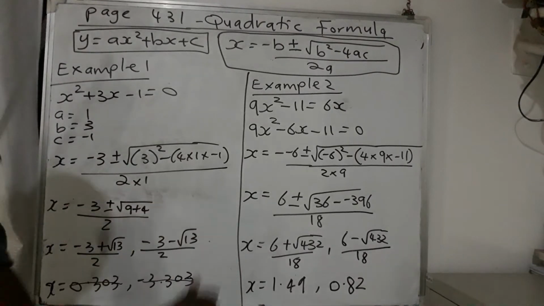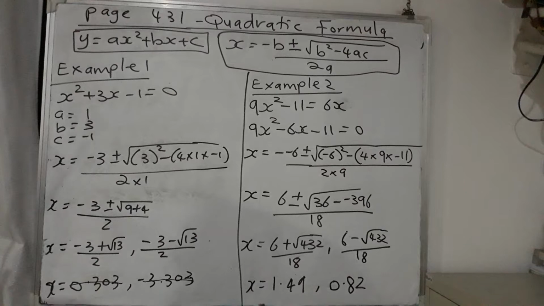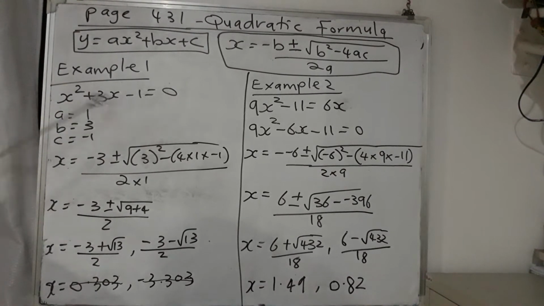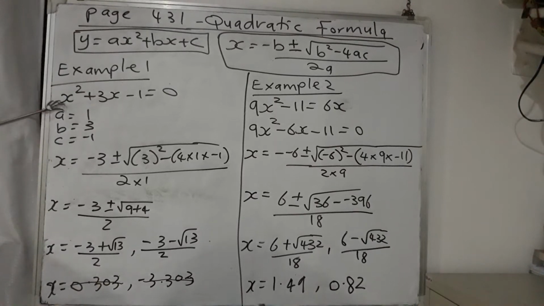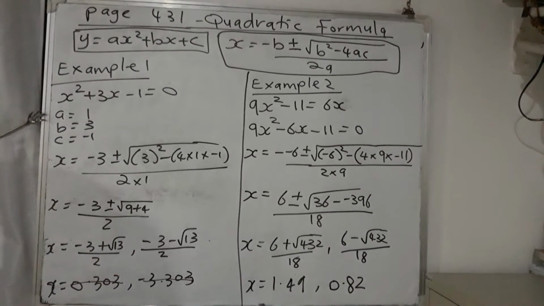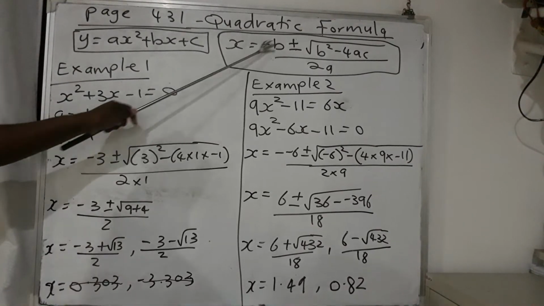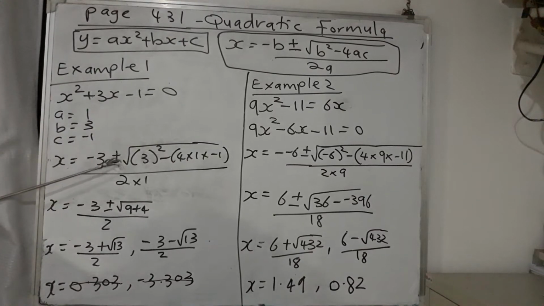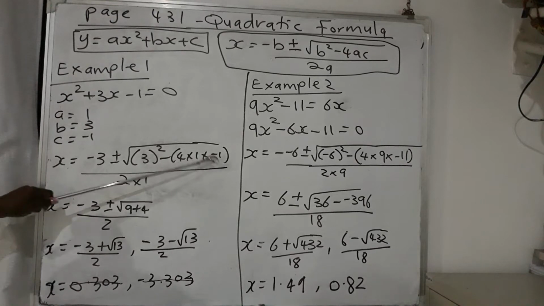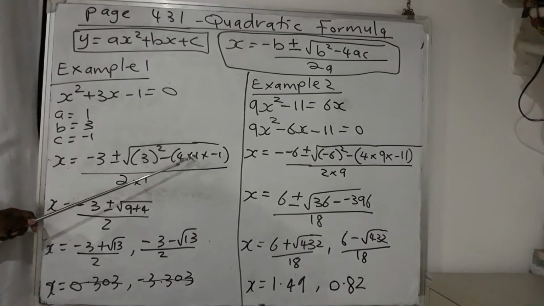Okay, so we are going to look at the examples. Example 1, x squared plus 3x minus 1 is equal to 0. You will see I have listed my a, b and c so that I don't make any mistakes when substituting numbers in the formula. A is 1, b is 3, c is negative 1. So x is equal to, I am going to substitute minus b, that means minus 3, plus and minus square root of 3 squared minus 4 times 1 times negative 1. You can see I am putting them in brackets.